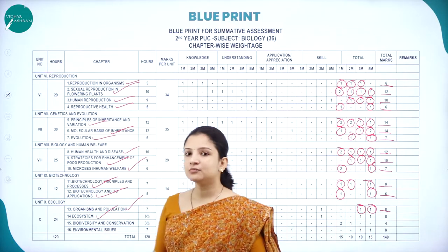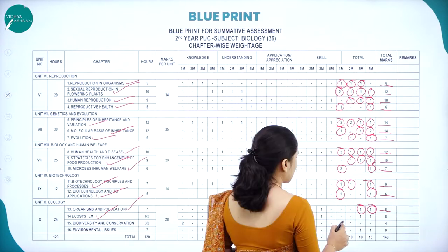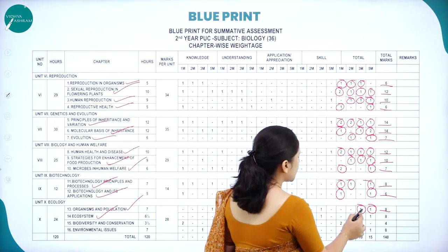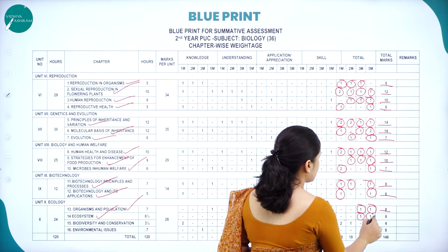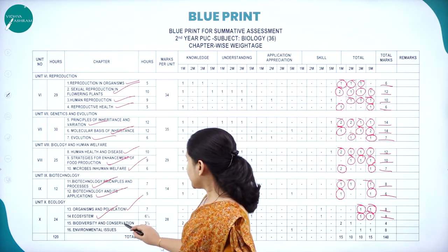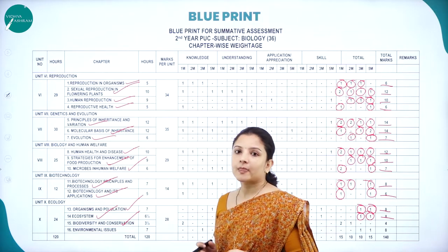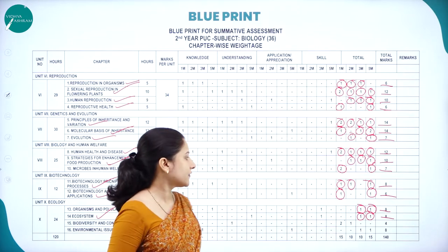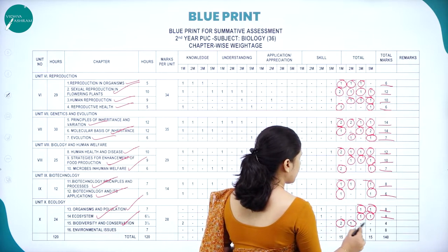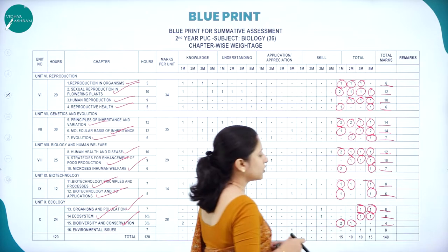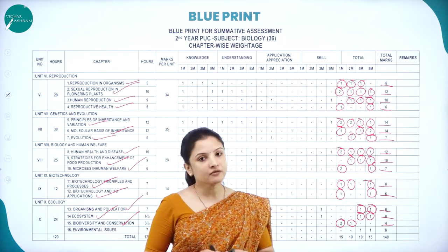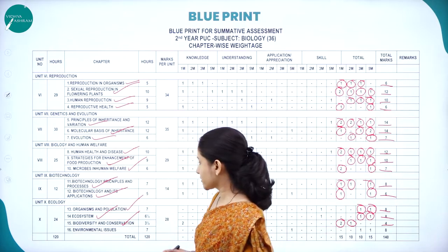Next is ecosystem. So, from ecosystem, you have 3 marks, 1 question and 5 mark, 1 question, therefore carrying a total weightage of 8 marks. And in biodiversity and conservation, there is 1 mark, 2 questions, 2 mark, 1 question, therefore carrying a total of 4 marks. From biodiversity and conservation, there is no 3 and 5 marks from it. Only 1 and 2 mark questions are asked.